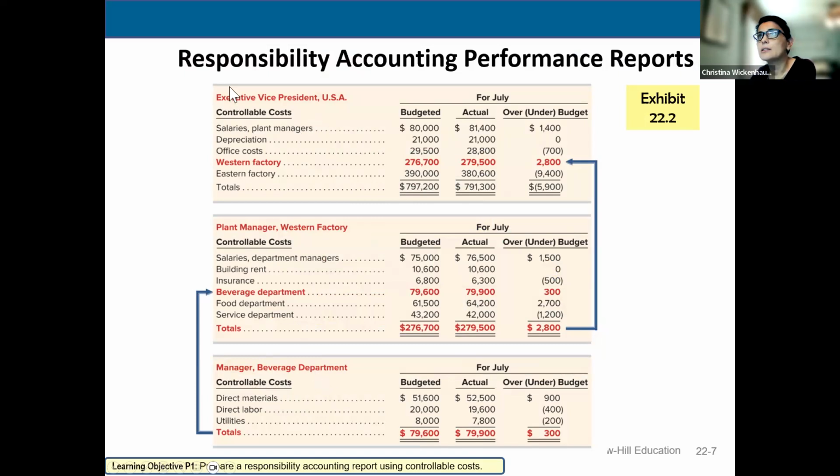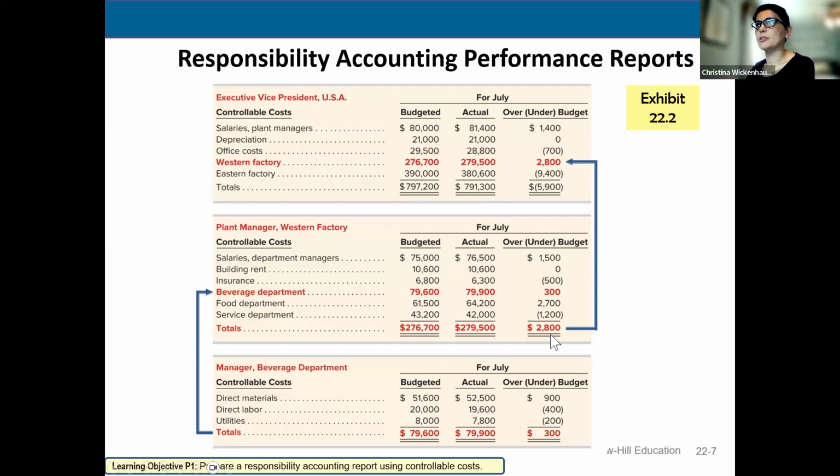So you can see there's controllable cost is all that we're looking at. So the vice president is going to be over the salaries of his plant managers, right? So whatever this guy makes and whatever other plants he's over, he's got his budgeted amount and he's got actual. Depreciation, to me, that's kind of hard. You can't, it is what it is. But you can be responsible for the amount of depreciation that you have, office costs, and then notice how they have like overall costs for the different factories that they oversee.